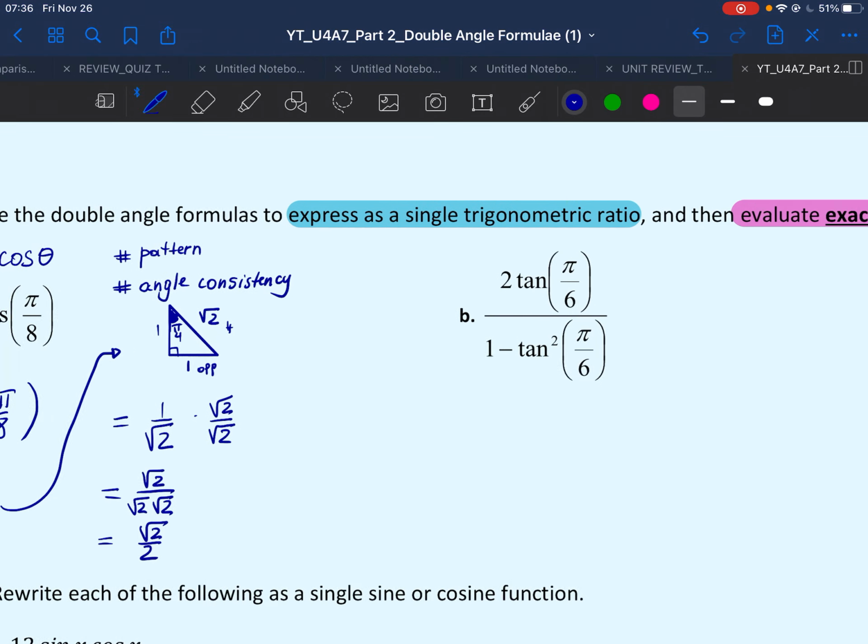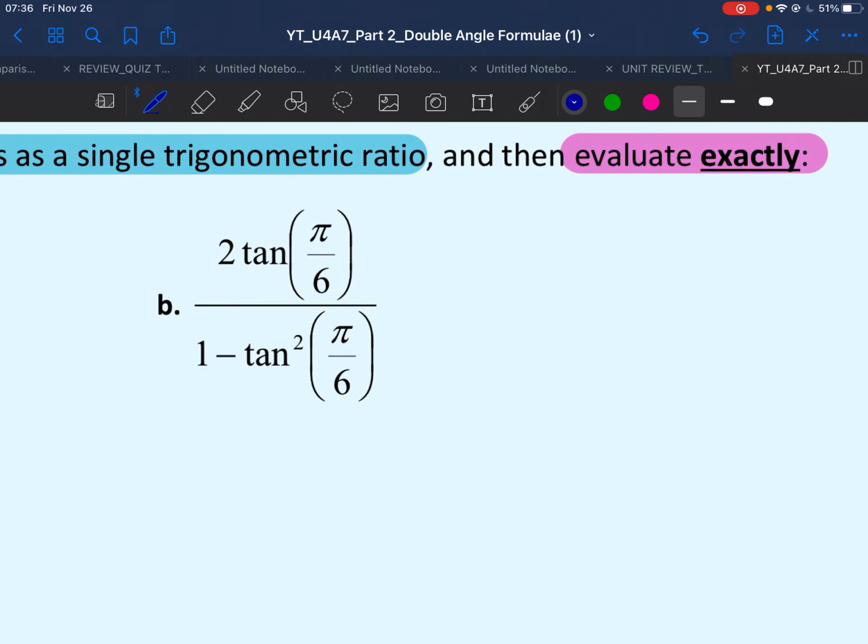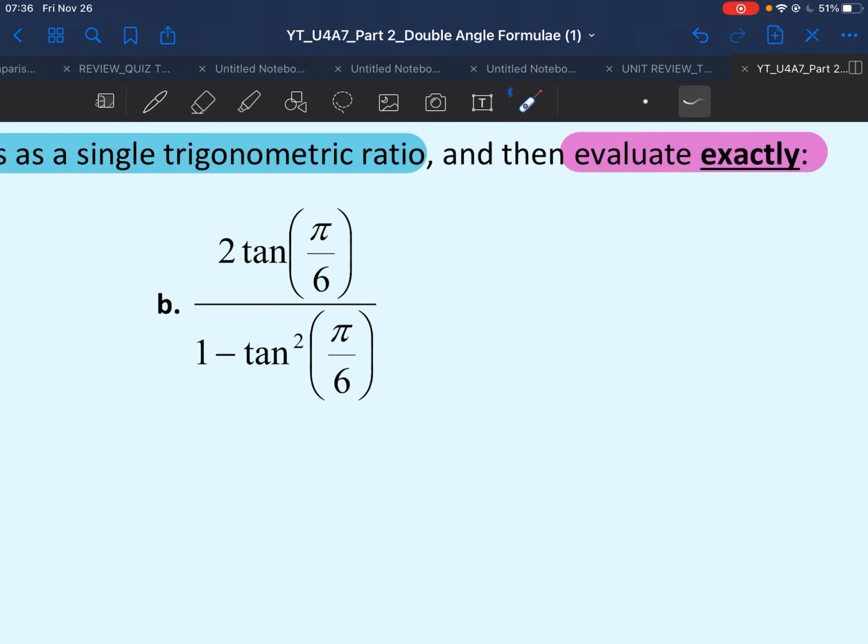So we're moving on to the next question. You can try this on your own if you wish. So first, again, we look for patterns. So the pattern we're seeing here is 2 tan of some angle over 1 minus tan squared. So that means that we are using the tan formula.